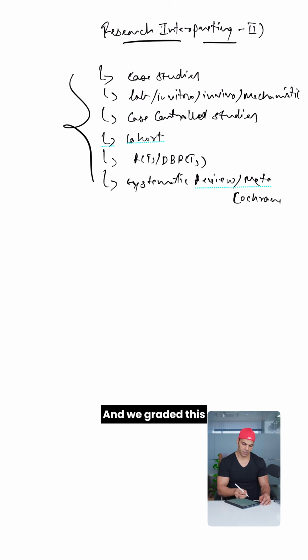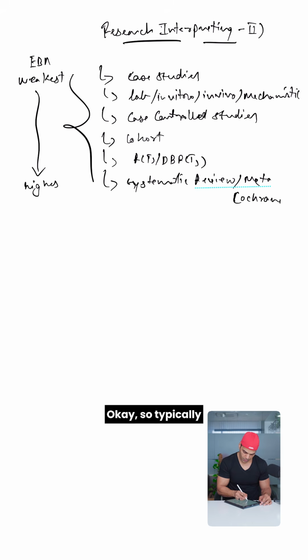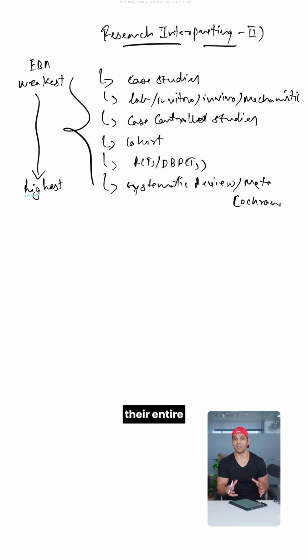Okay, and we graded this based on the EBM, which is the evidence-based medicine pyramid, and we said, look, these are the weakest evidence, and as we move to the top of the pyramid, sorry, I've done it upside down, the evidence becomes the highest. So typically when somebody quotes a study, when they're making an informative video, you have to also see the kind of evidence that they are presenting. If they're basing their entire argument on, let's say, case studies or lab studies, then you can safely discard that information because it will not hold as much weightage as it would if they were presenting you systematic reviews and meta-analysis or a bunch of RCTs.